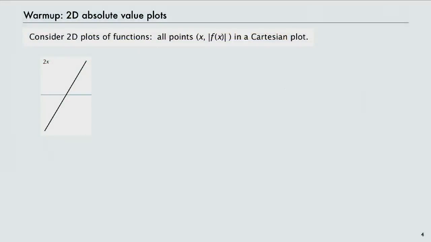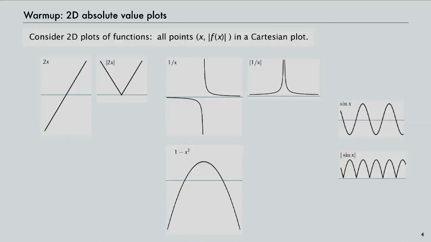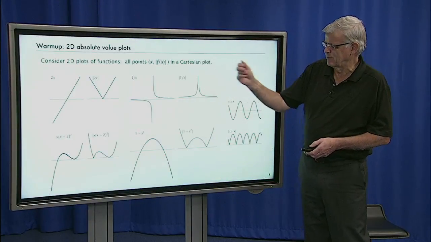So for example, the function 2x is just a line, but the absolute value of 2x is a V. When it hits 0, it bounces back up again. Or 1 over x, it's a familiar hyperbola, but the absolute value of 1 over x is a little inverted funnel. Sine x goes up and down. The absolute value of sine x keeps bouncing off the origin. 1 minus x squared is a parabola, but the absolute value of 1 minus x squared starts to look a bit like Batman. And as we get to more complicated functions, we get more interesting shapes.